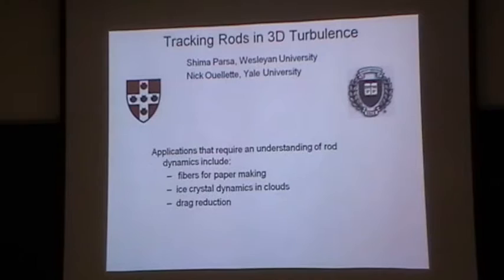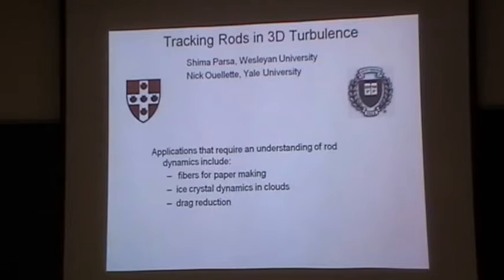Now, instead of tracking particles, she is tracking rods in three-dimensional turbulence. There are a lot of applications in which you'd like to understand the motion of rods. Paper making is one of the classic examples, where you need to use turbulence to randomly align fibers before you press it to make paper. Clouds are not only water droplets. Many clouds are ice crystals, and ice crystals are not spheres. They will often be plates or rods, and the dynamics of those are interesting as well.